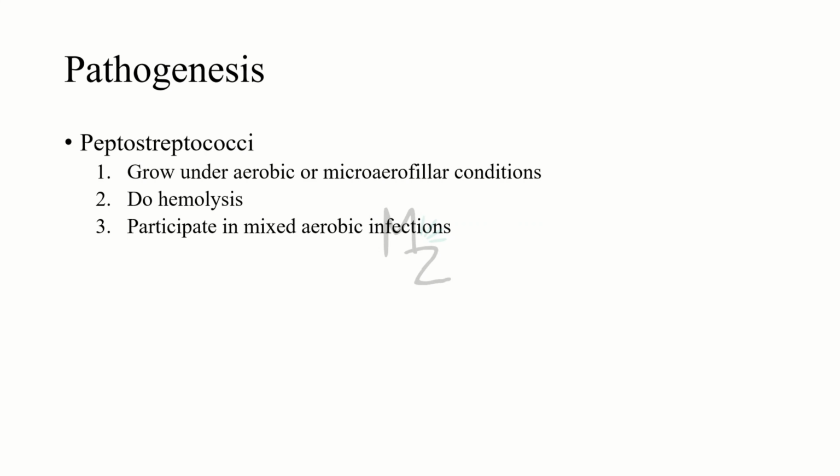The Peptostreptococci, what does it do? The Peptostreptococci grow under anaerobic or microaerophilic conditions and produce variable hemolysis. And they also participate in mixed anaerobic infections. You might be thinking, what are mixed anaerobic infections? The term refers to the fact that these infections are caused by multiple bacteria, some of which are anaerobes and others are facultative. For example, Peptostreptococci and viridans streptococci, both members of oral flora, are often found in brain abscesses following dental surgery.